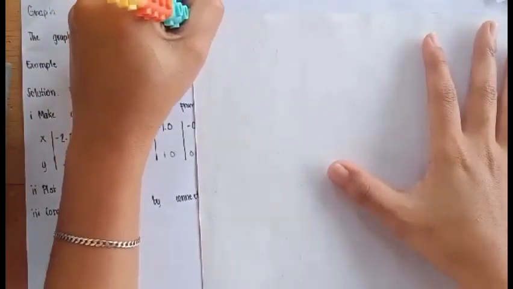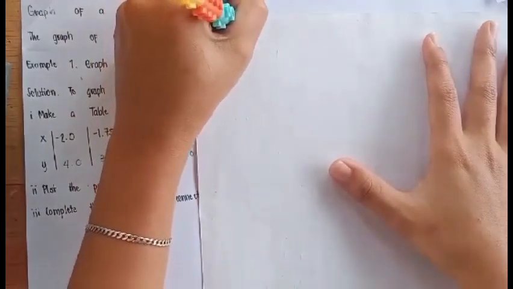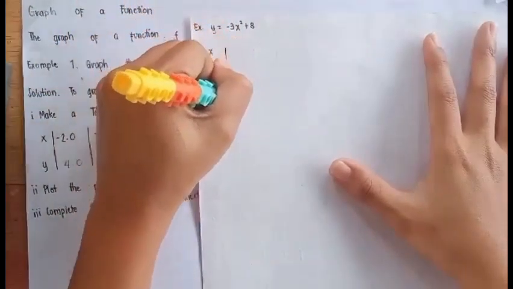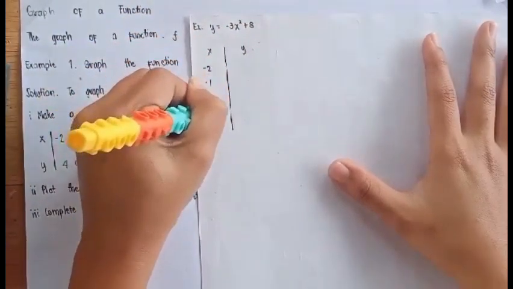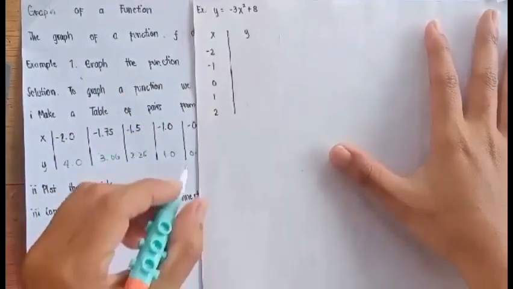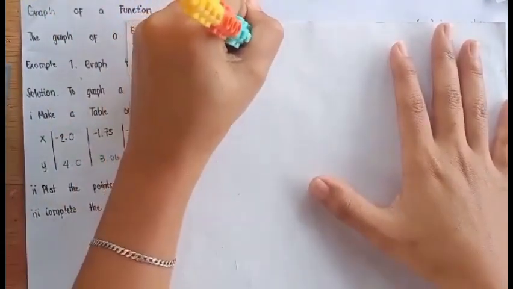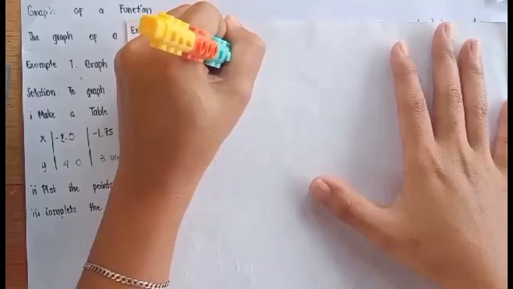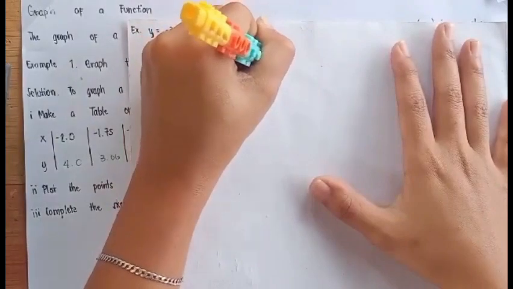So we have y is equal to negative 3x squared plus 8. So let's try to answer this. The first step we need to do is to make a table. So we have x as our input and y as our output. So I decided to put negative 2, negative 1, 0, 1, and 2 as my input, just to make things not so complicated. So you can put whatever values of x if you want, just like 0.1, 0.2, but in this case, I'll just make things easier.